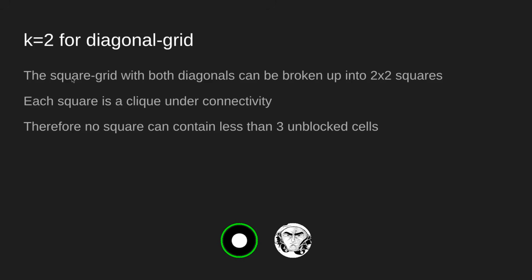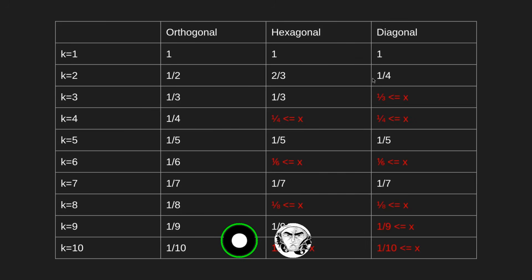You play the exact same game. You just imagine a 2x2 square tiling the entire grid. You break it all up into 2x2 squares. Each square is a clique under connectivity, so each square can only have one non-blocked cell. And that gives us, sorry, that's supposed to say 3/4, not 1/4. But that gives us 2/3 as a proven optimal value for hexagonal, and 3/4 for diagonal.